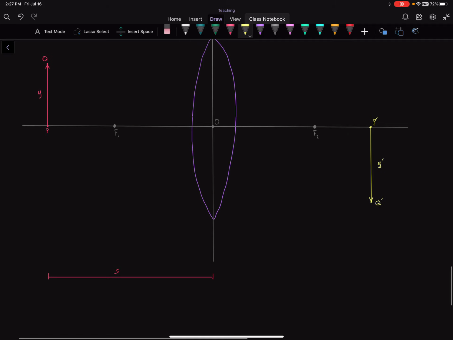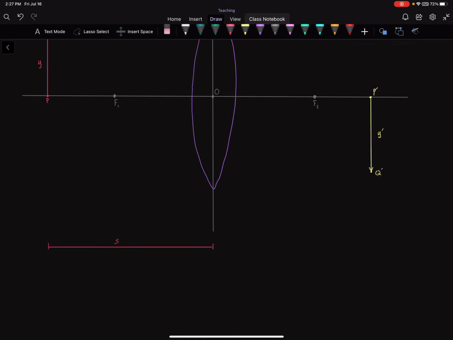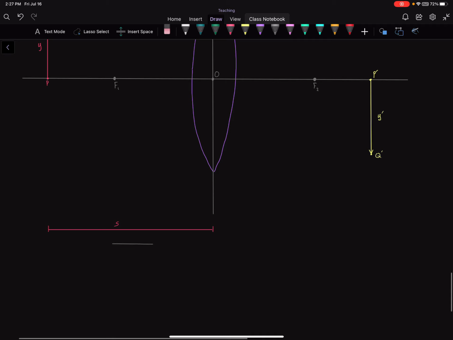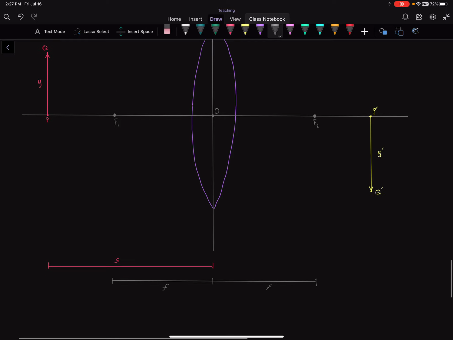All right. So again, this is going to be our focal length. I kind of mentioned this, but I'll just write it here. So from there to there is focal length, and also from there to there is focal length. All right, and then we have our image distance, right about there.